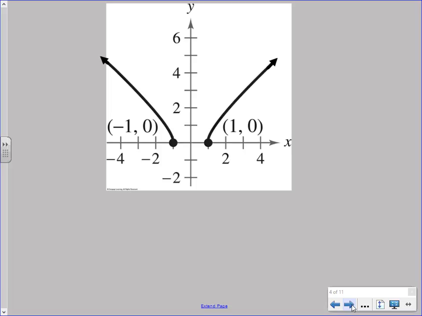I want you to take 30 seconds, turn to a different neighbor this time. If there's 3 of you, you can just all 3 talk together. But turn to a different neighbor and just describe, don't write anything down, but describe the domain and range. Where do we have domain values? Where do we have range values? 1, 2, 3, go.